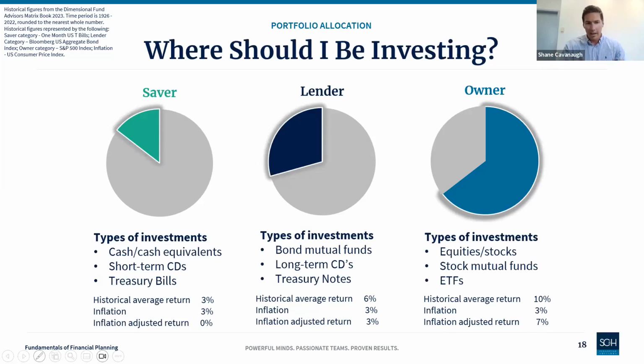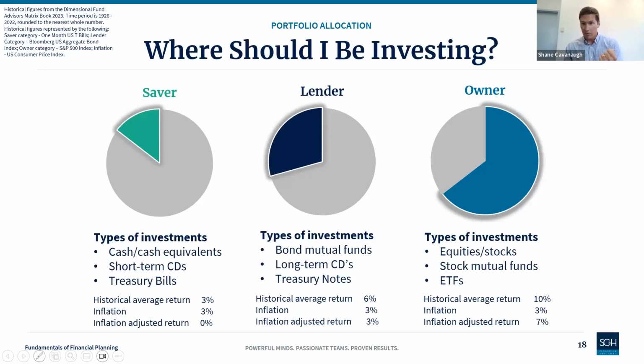So our saver class is going to be things like cash in your checking account, very short-term CDs or certificates of deposit, which are issued by banks, and Treasury bills issued by the US government. These are things where the main goal is to keep our principal value fixed. We don't want to lose money in these.